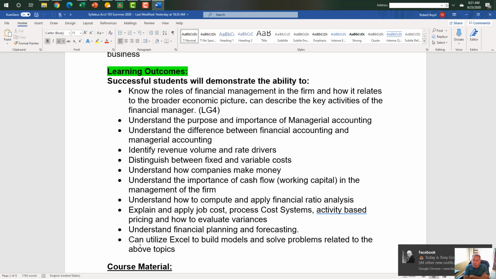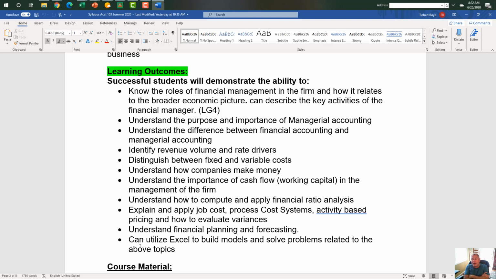You'll understand and know the importance of managerial accounting, and understand the difference between financial accounting and managerial accounting. They're very similar and based on some common information, but they're very, very different. You should be able to identify volume and rate drivers. How does a company make money? Distinguish between fixed and variable costs. Understand how companies actually make money. Understand the importance of cash flow. We call it working capital, liquidity in the management of the firm. And today, with the COVID-19 crisis, this is becoming more important than ever for every company.